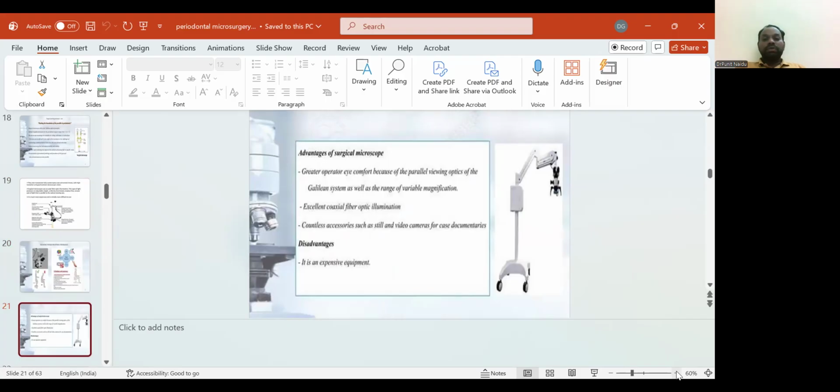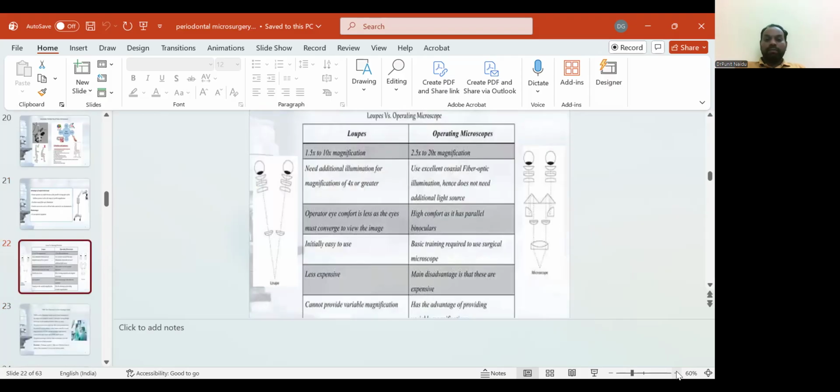The advantages of the surgical microscope are greater operator eye comfort because of the parallel viewing optics of the Galilean system, as well as the range of variable magnification, excellent coaxial fiber optic illumination, and countless accessories such as still and video cameras for case documentation. Disadvantages: it's very expensive equipment.